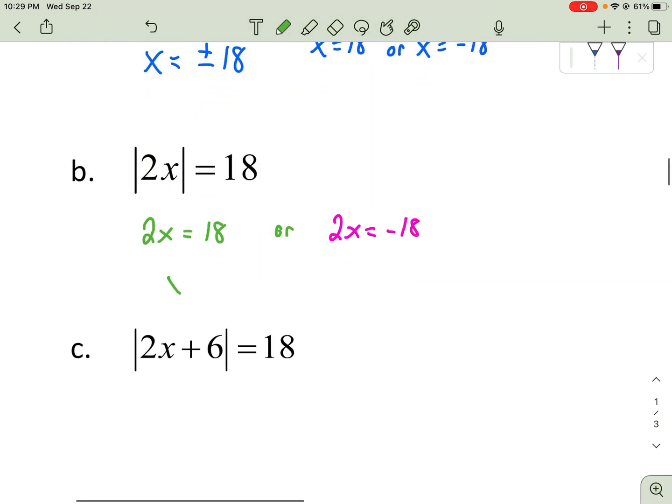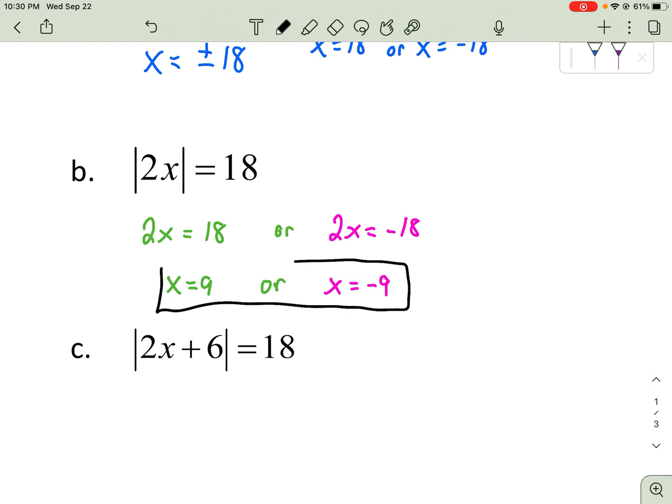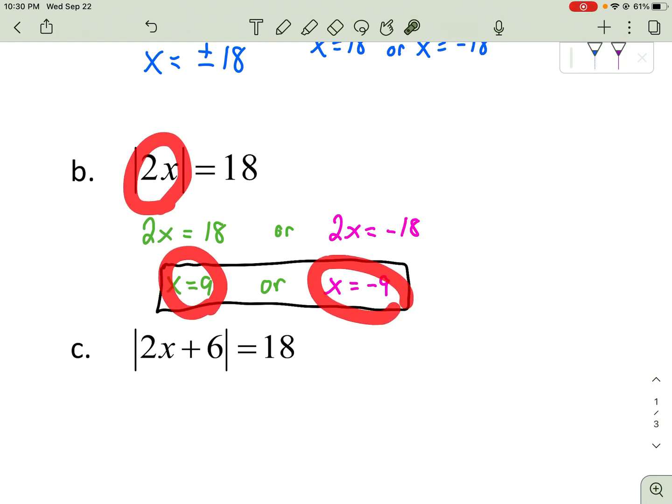So divide by 2 and you get x equals 9. Or divide by 2 over here and you get x equals negative 9. Now if you check these answers, just by plugging them back in right here, so plug in 9, you get 2 times 9 is 18. Absolute value of 18 is 18. Plug in negative 9, and you get 2 times negative 9 is negative 18, and absolute value of negative 18 is also 18. So we got two different numbers that are 18 away from 0, and we were trying to find the x values that make that happen.